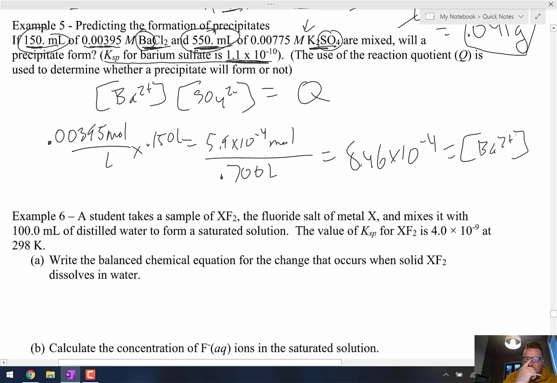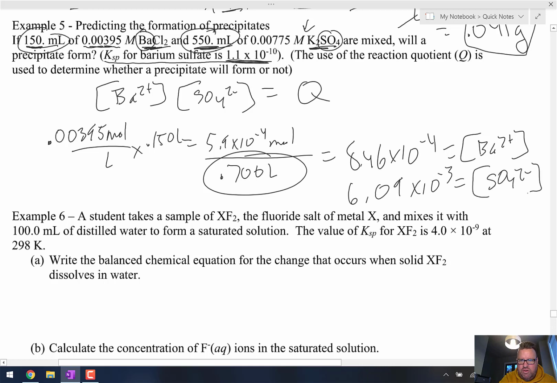Now I have to do the same thing with the sulfate. Again, I'm not going to write the whole thing out, but I'll tell you what I'm doing. I'm taking 0.00775 and multiplying by 0.550, and I'm getting 4.2625 times 10 to the minus 3 moles of sulfate. Just like here, I'm going to divide by 0.700, and I get 6.09 times 10 to the minus 3rd, which is the concentration of SO4 2-.